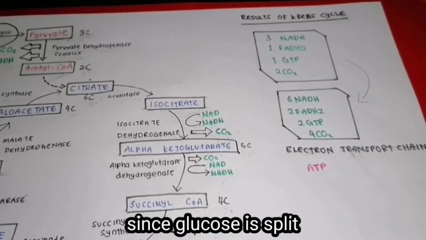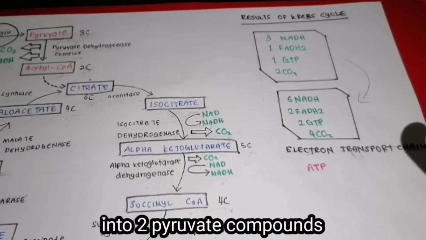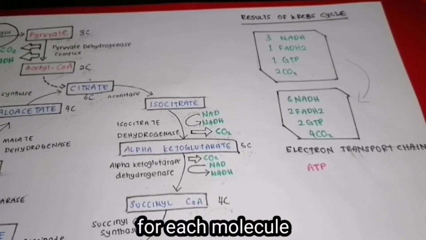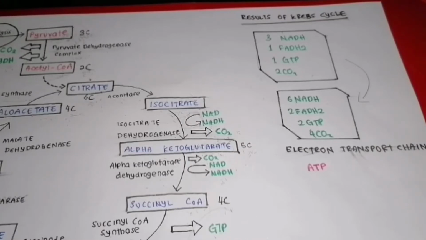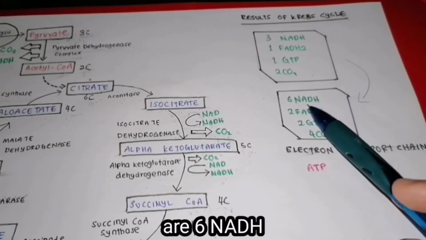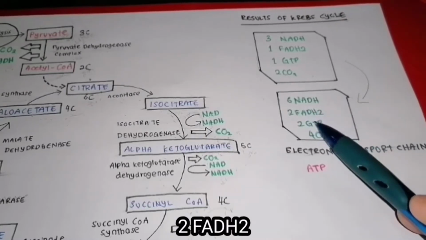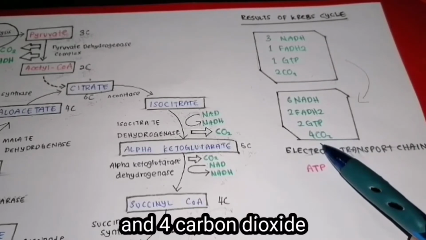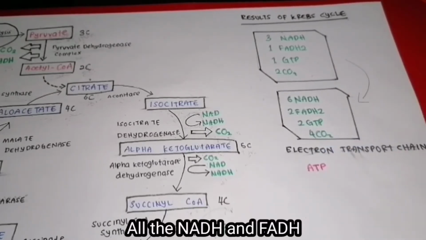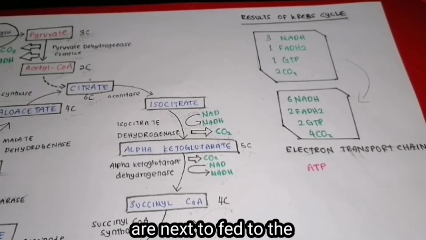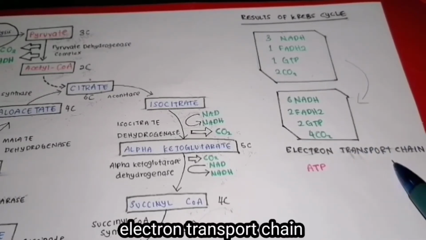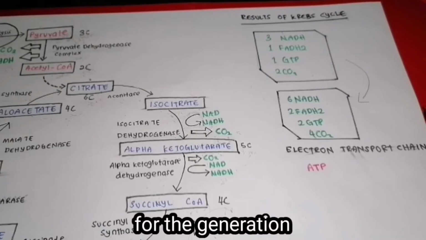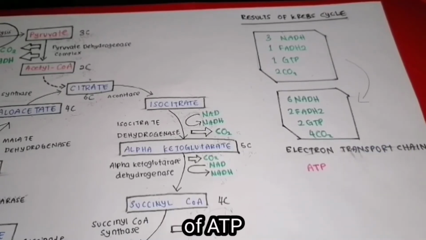Now, since glucose is split into 2 pyruvate compounds for each molecule of glucose, this cycle runs twice. Hence, the products are 6 NADH, 2 FADH2, 2 GTP, and 4 carbon dioxide. All the NADH and FADH2 are next fed to the electron transport chain for the generation of ATP.